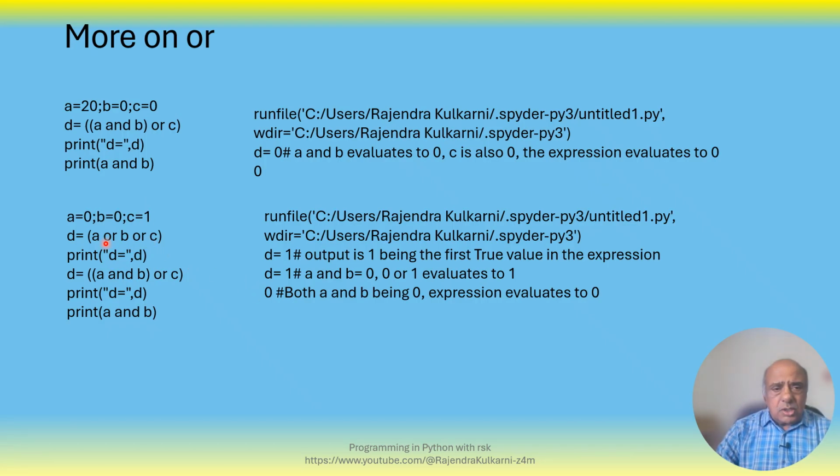D will be assigned the value 1 because C is 1. Forget about all the other values, A or B. Then A and B or C. A and B is 0, C is 1. A and B will evaluate to 0, but C is 1. So the output will be 1. A and B both being 0 will evaluate to 0 when they are ANDed or even ORed.